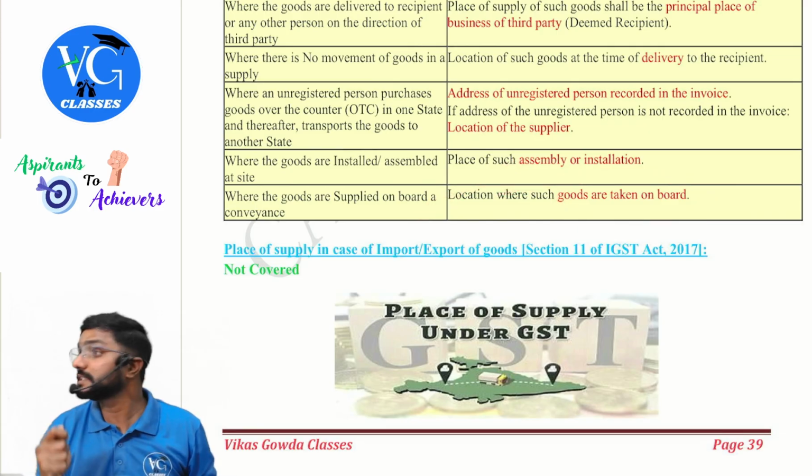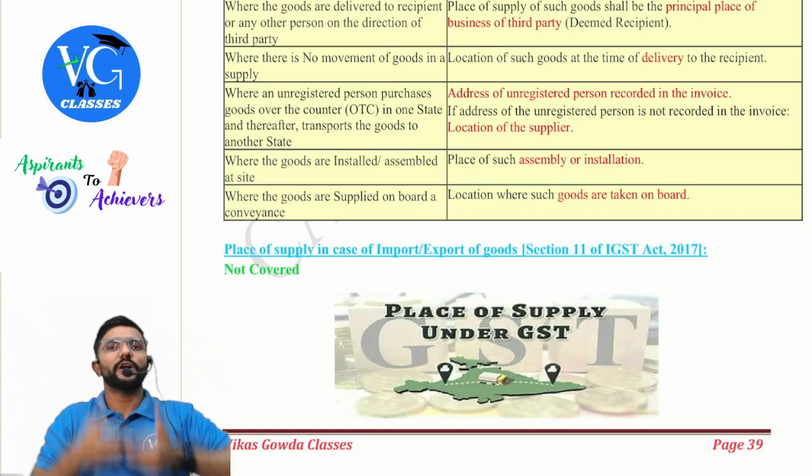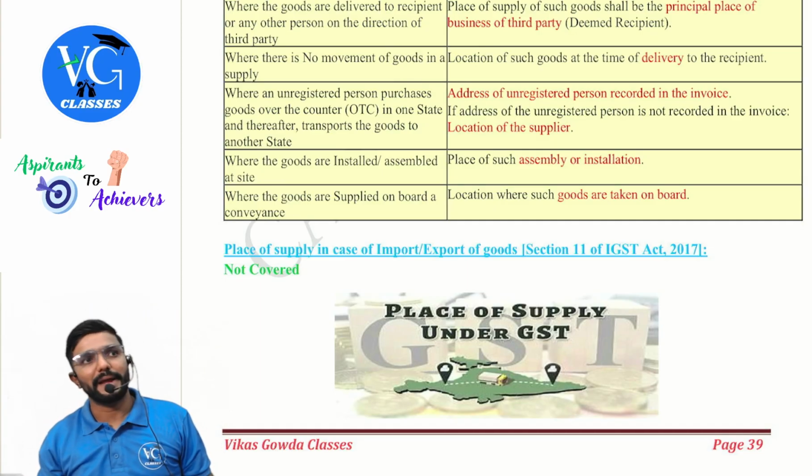Now, sir, when I purchase, should I see where I am? Is that the place of supply? No, no. Wherever those items were taken on board by the seller, that becomes the place of supply, guys.